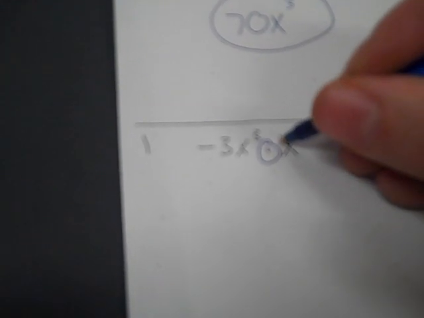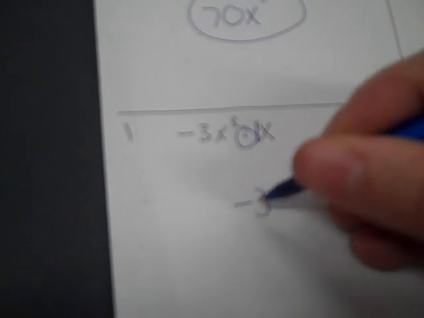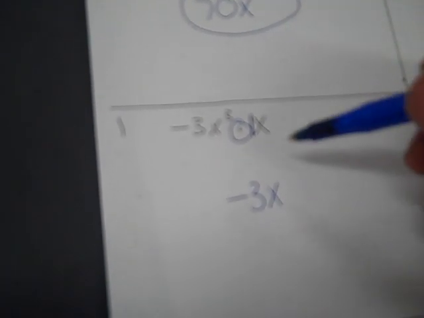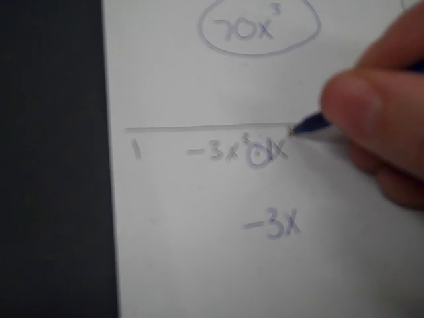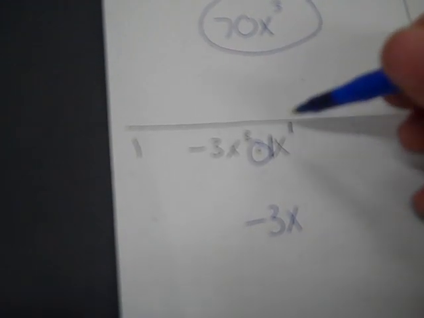Okay, we need a number we can multiply negative 3 by, so it would be 1. So negative 3 times 1 is negative 3, and then x. But I have a third power, and that x doesn't have a power, so that's a 1 power. So 3 plus 1 is 4.